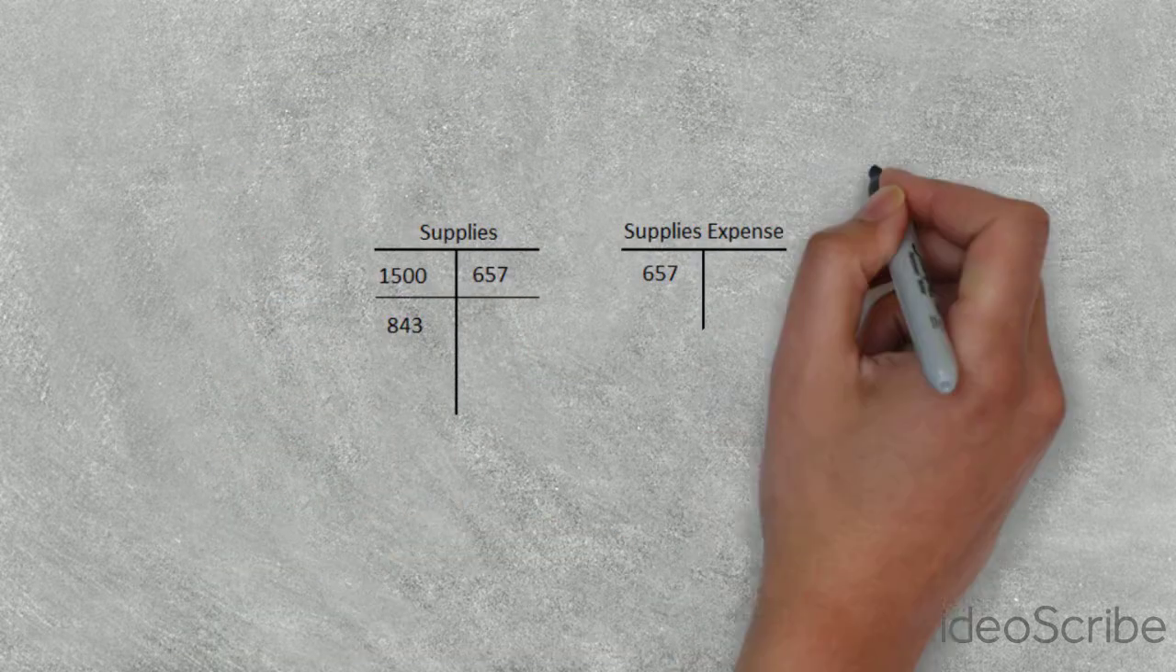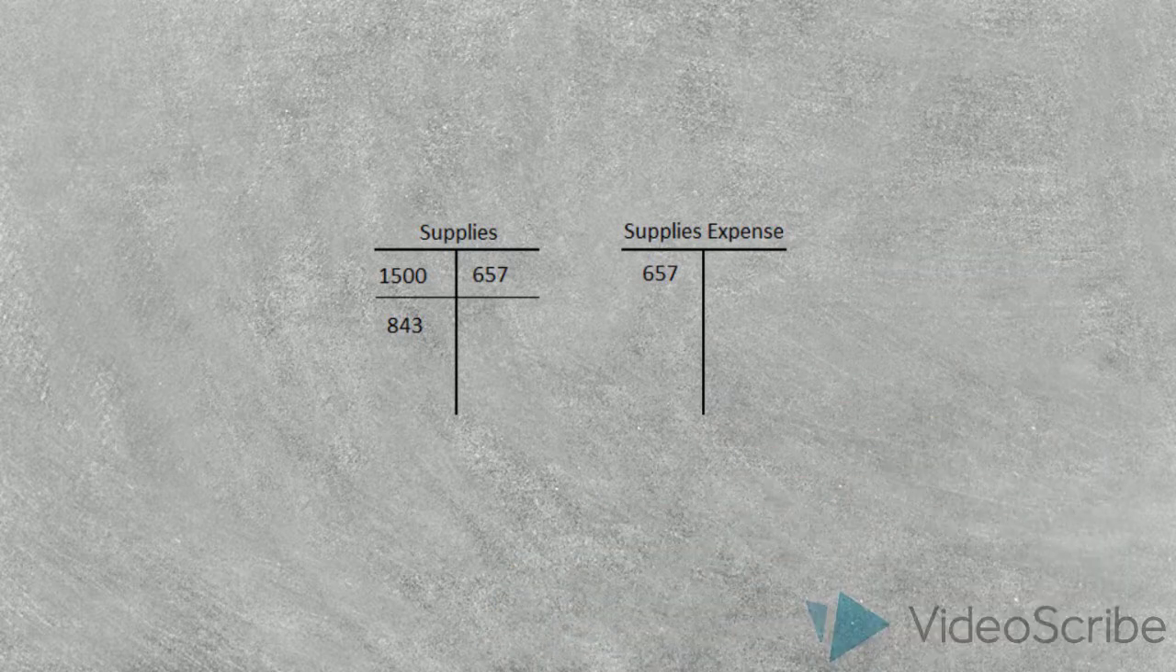Now we will move on to the final ledger. On the left side we have our supplies account and on the right we have our supplies expense account.